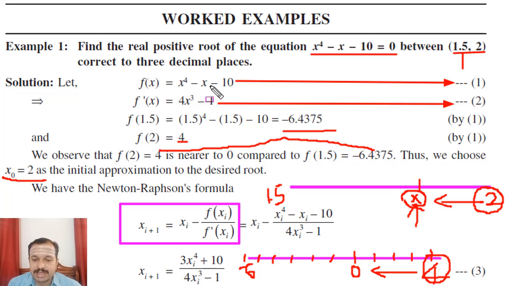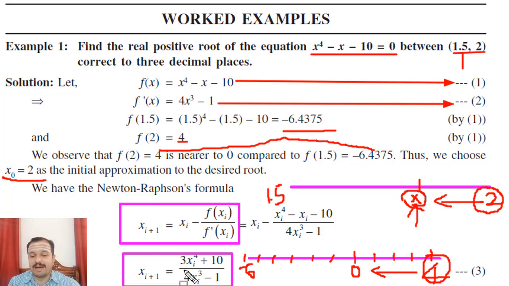So in place of xi we have written, in place of f dash of x we have written f dash of xi, its value. And if you take LCM and simplify, the formula will be simplified like this. This is the most important thing. No need to use this formula always. You can use this simplified formula as the Newton-Raphson formula as far as this problem is concerned.